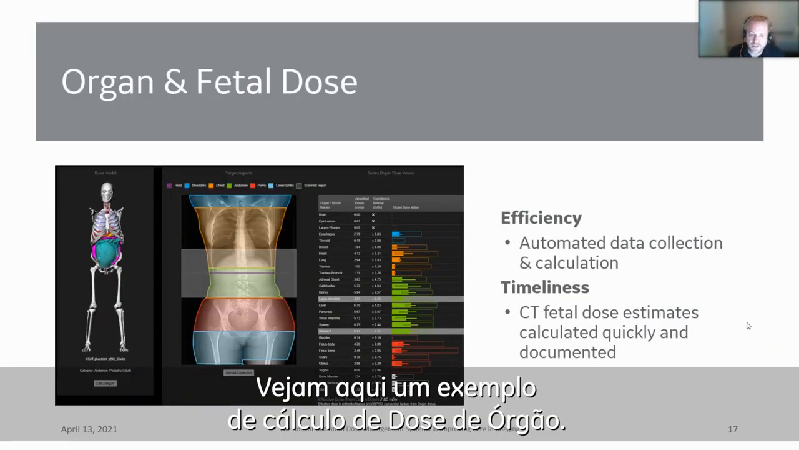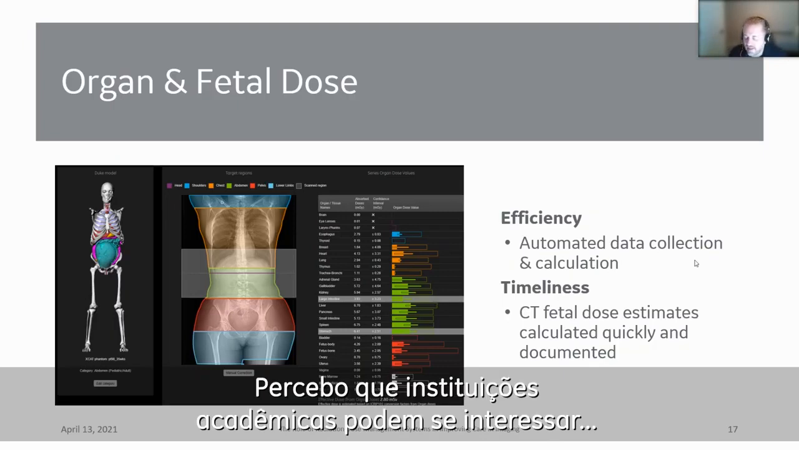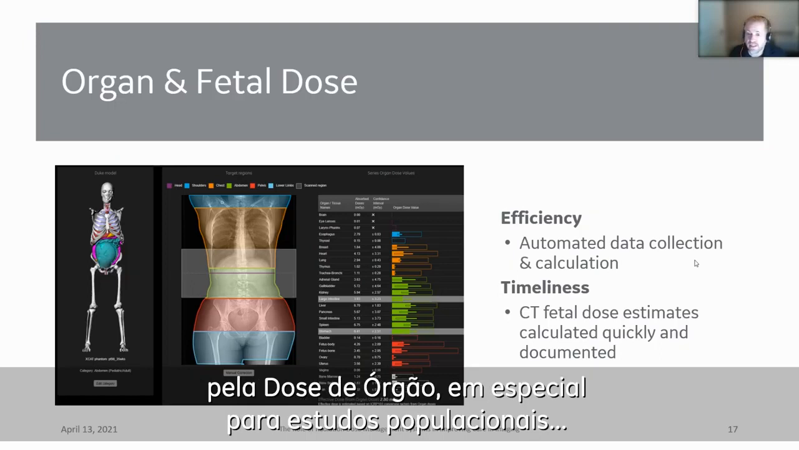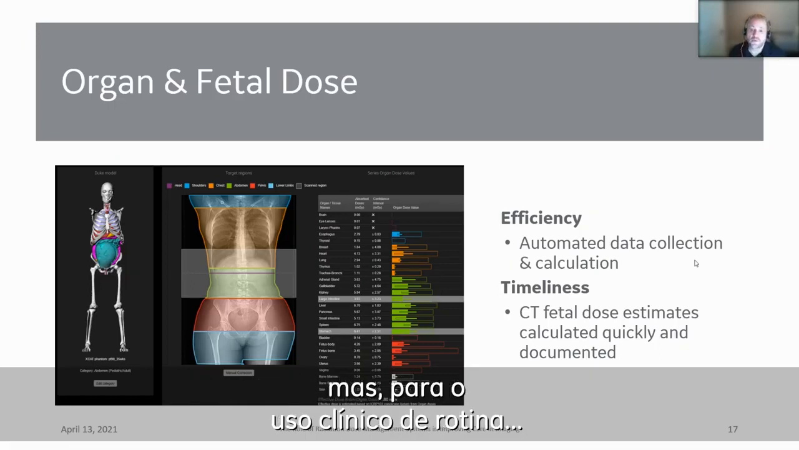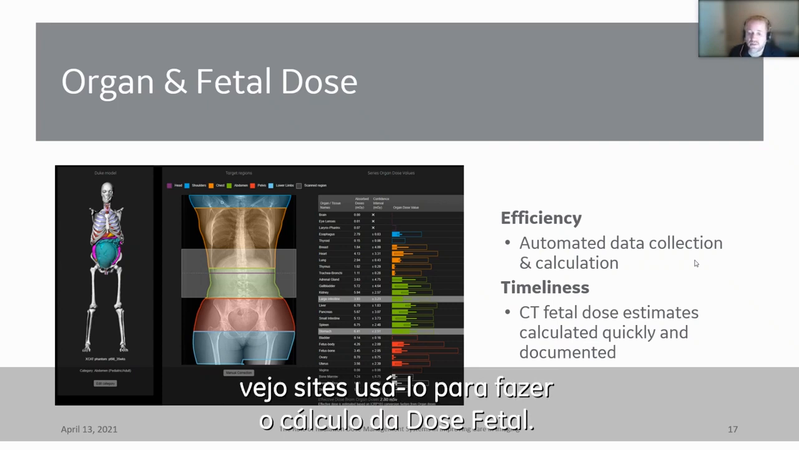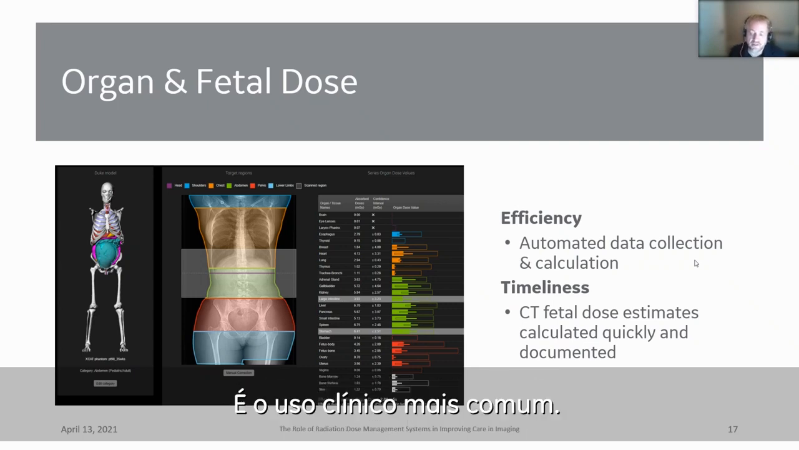So some examples here. What I'm showing you is an example of an organ dose calculation. Now, I find that academic institutions may be interested in organ dose, particularly for population studies, but for routine clinical use, I'll see sites use this to do fetal dose calculations. That's the common clinical use case.